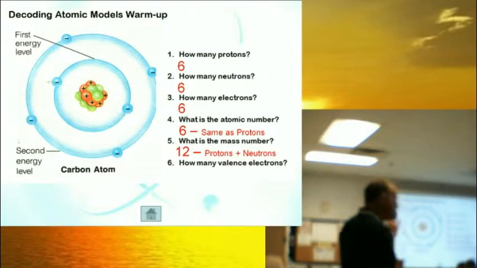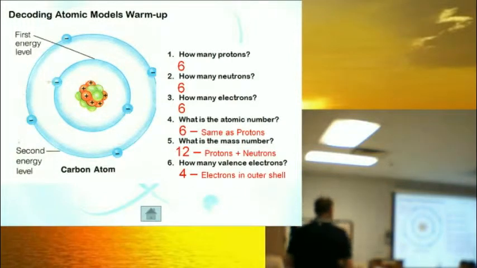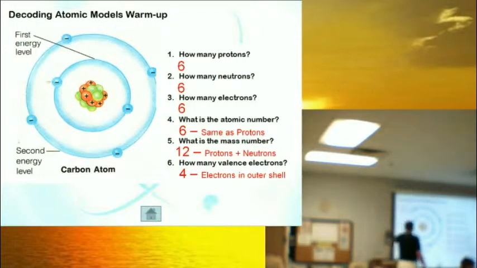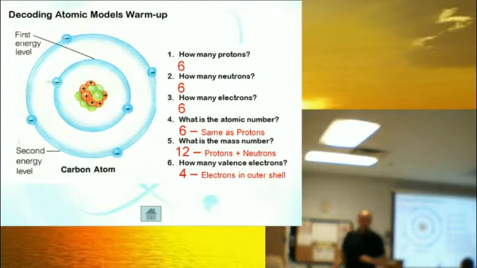This is a new question: how many valence electrons does it have? It has 4. And it's the electrons in the outer shell only. How many are in that outer shell? You learned something new today. Everybody should be able to do that from now on. How do you find the valence electrons? Outer shell. Very good. Go ahead and put that in your warm-up.